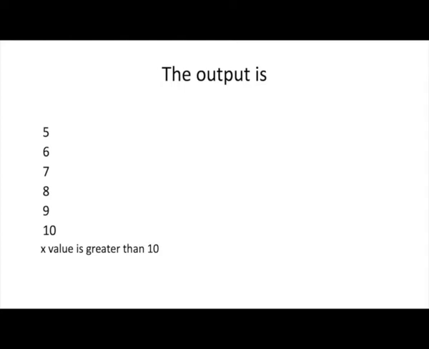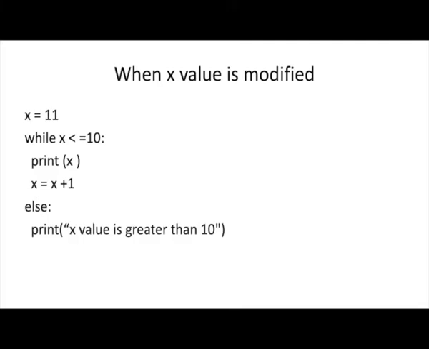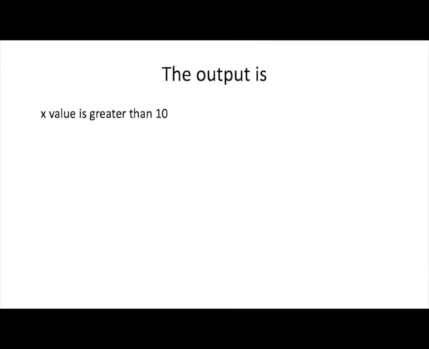Now we have a variable x which is assigned a value of 11. We have made a small change: instead of 5 we have used 11, and the condition is that x is less than or equal to 10. Since the value of x is 11, the condition fails outright, it does not enter the while loop, and the else statement is executed saying x is greater than 10, and the control returns to the next statement after the else. So, the output is x value greater than 10.